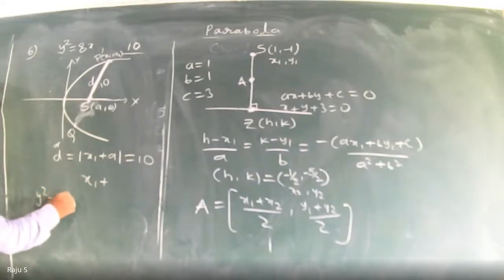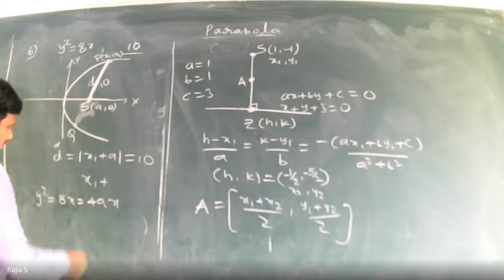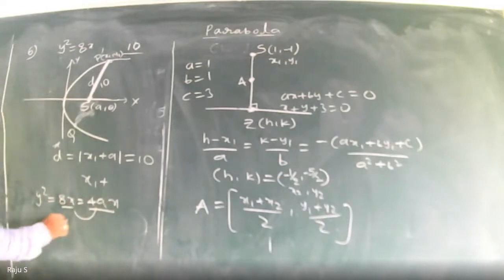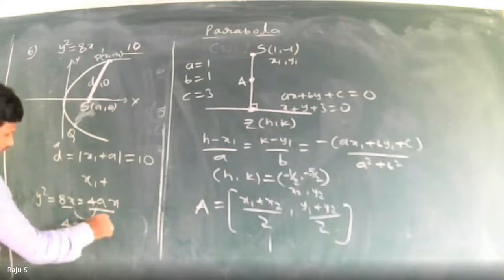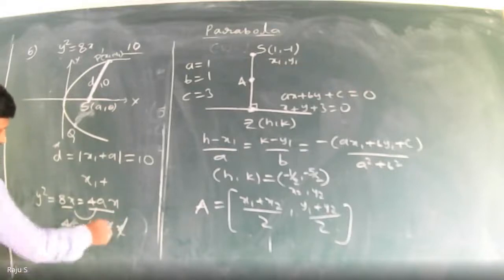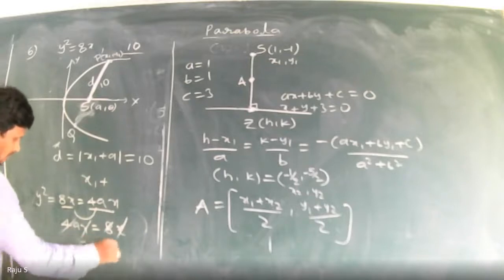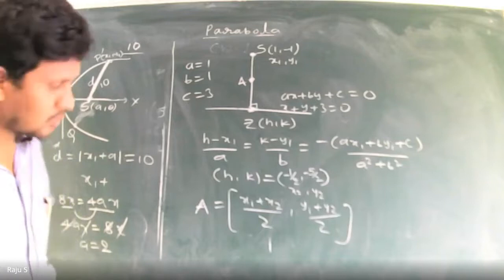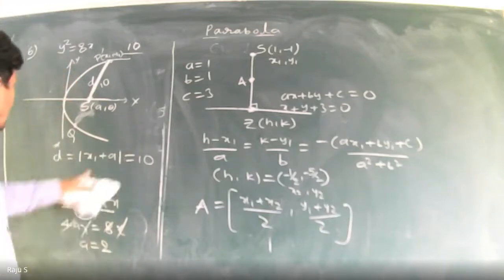y square is equal to 8x. Comparing 8x with 4ax, you have to equate these two. So 4ax is equal to 8x. Then x gets cancelled. 4 into a is 8, so a is equal to 2. a is equal to 2. That a value, substitute here.